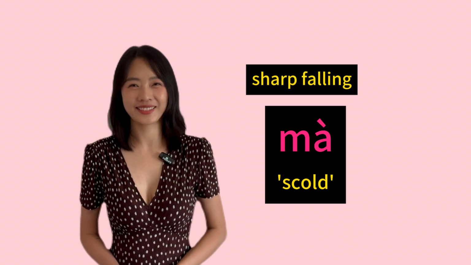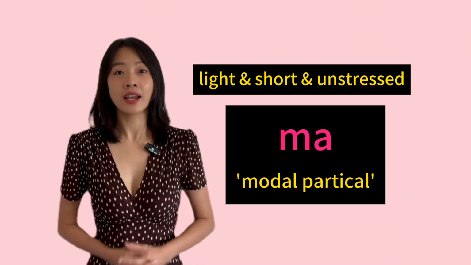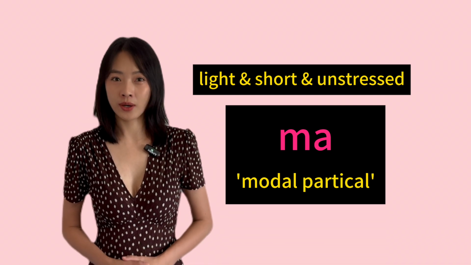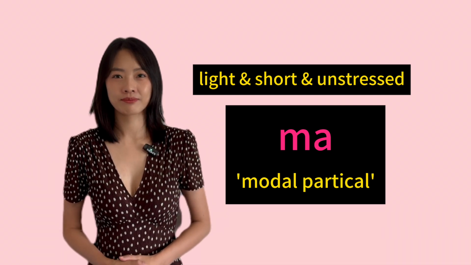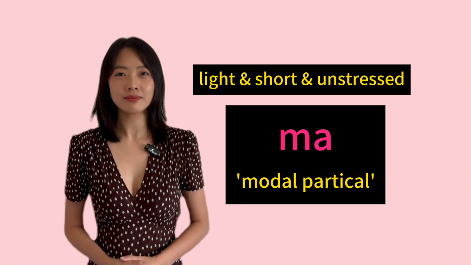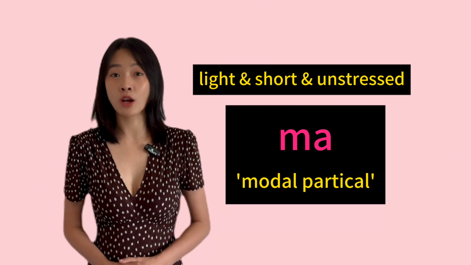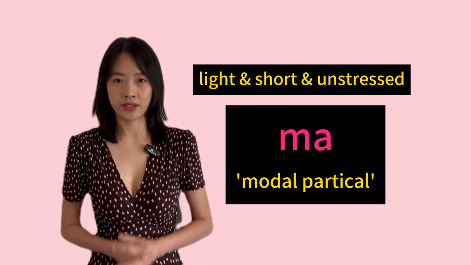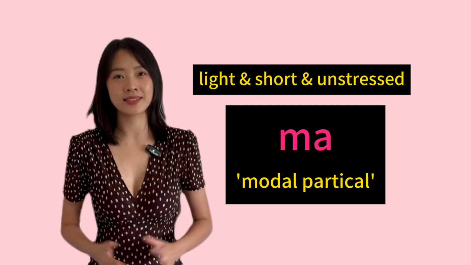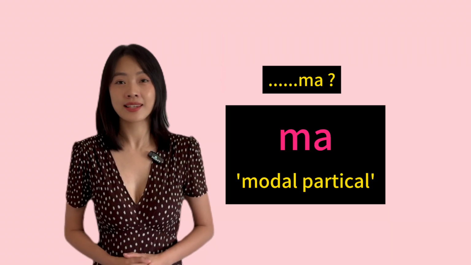Good job, perfect. Now there is a last tone in Mandarin Chinese, which is the neutral tone. When you pronounce it, it should be light, short, and unstressed. Please read after me. Ma, ma. Ma in Chinese is normally used as a modal particle, and it is often placed at the end of a statement. When it is placed at the end of a statement, it normally turns the sentence into a question.